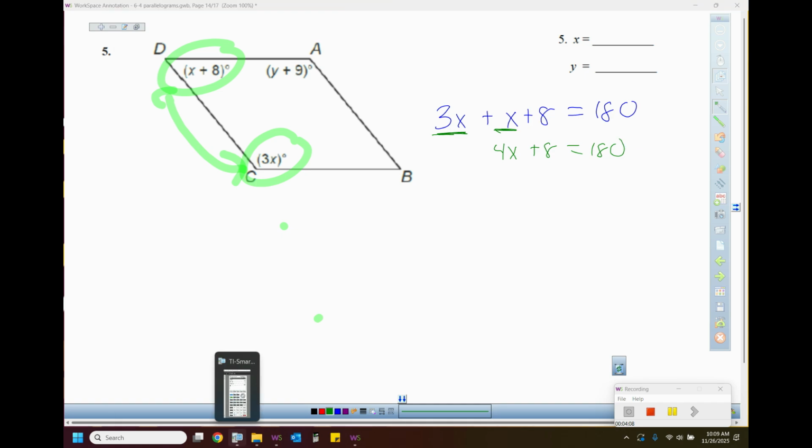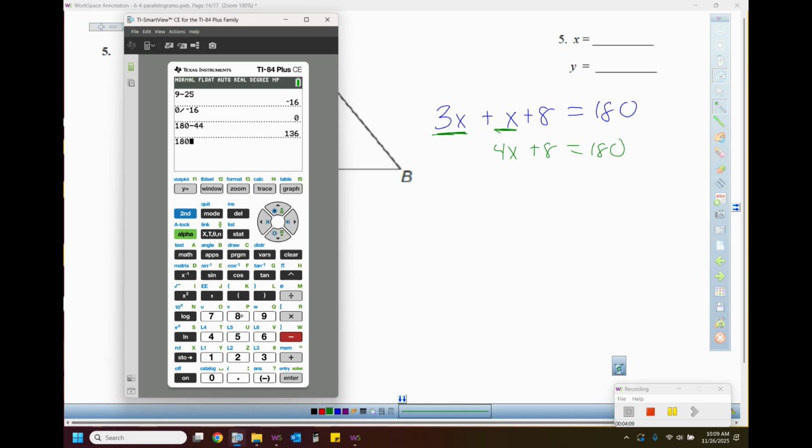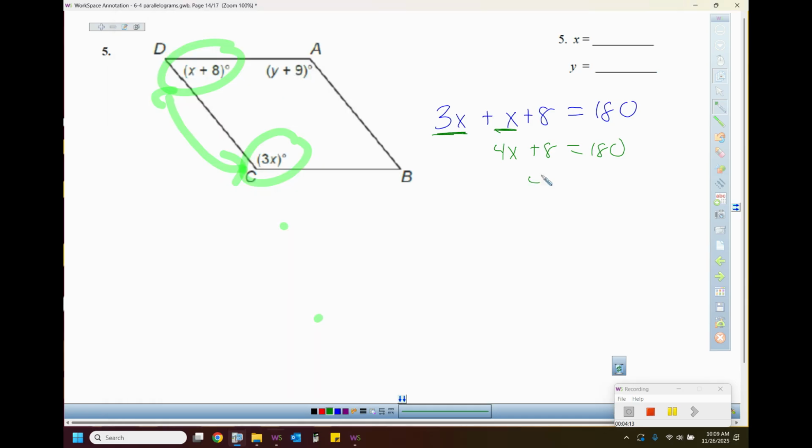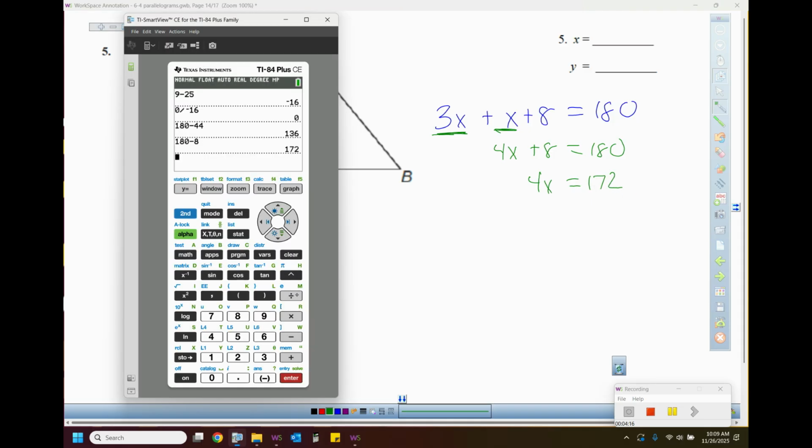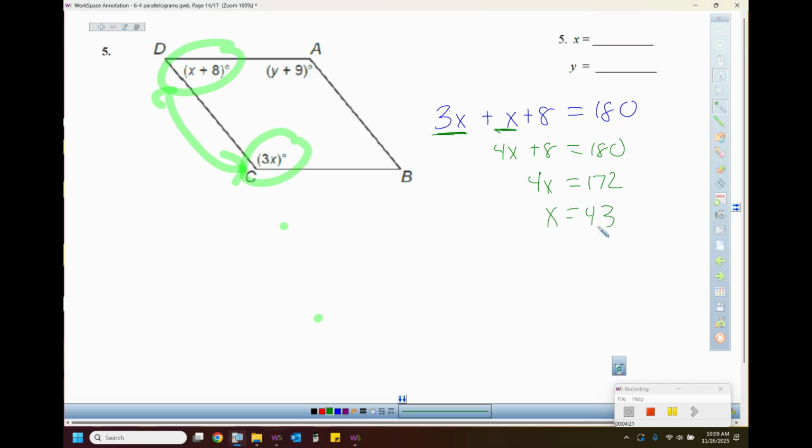We'll do that 180 minus 8, and that'll give us a big fat 172. And then we will divide that by 4. And x turns out to be 43.